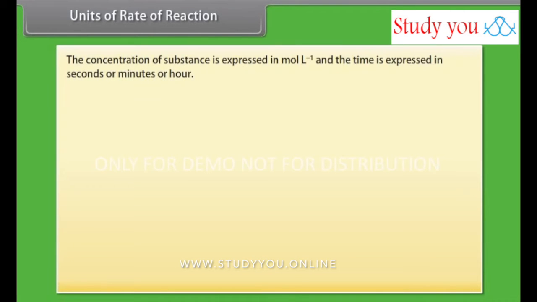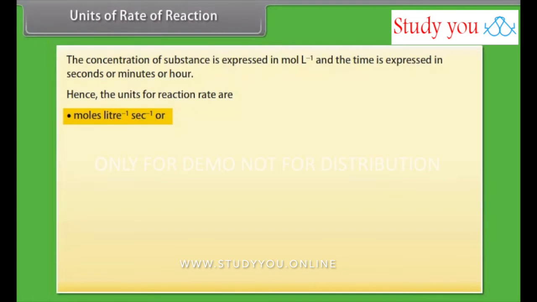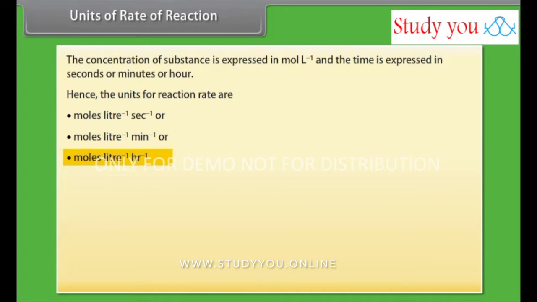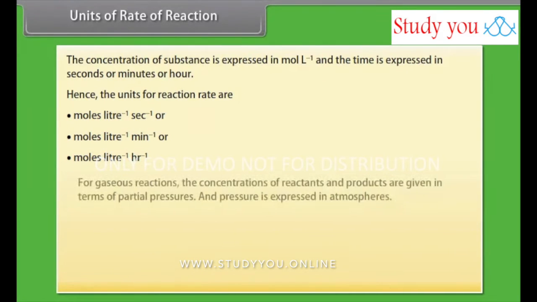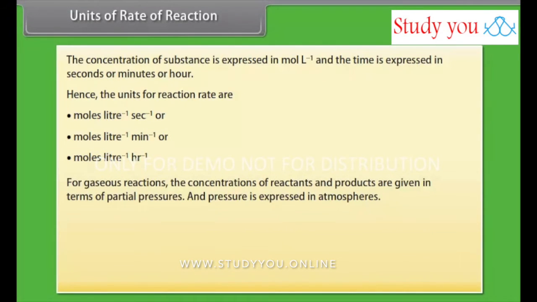Units of rate of reaction. The concentration of substance is expressed in mole per liter and the time is expressed in seconds or minutes or hours. Hence, the units for reaction rate are moles per liter per second, or moles per liter per minute, or moles per liter per hour. For gaseous reactions, the concentrations of reactants and products are given in terms of partial pressures, and pressure is expressed in atmospheres.